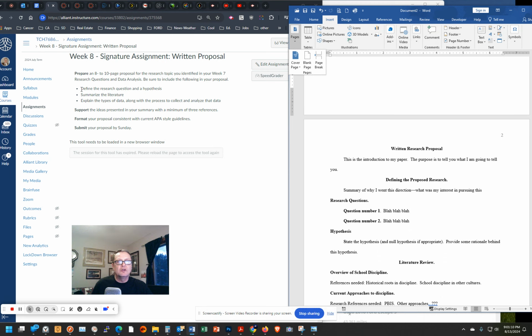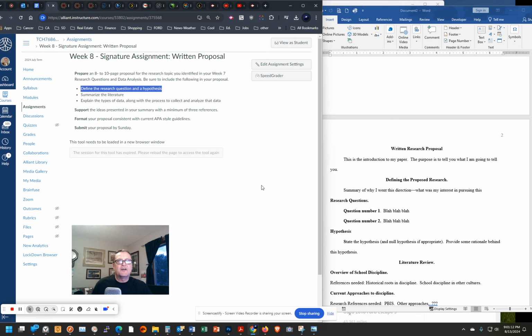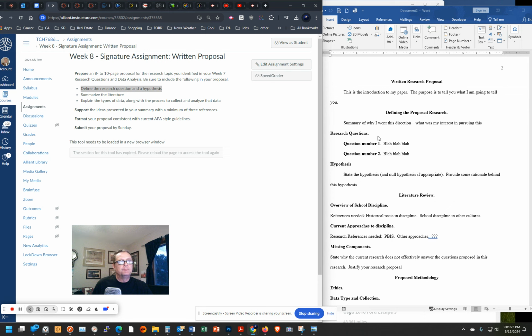Defining the research questions and a hypothesis. So I'm going to define the proposed research. Summary of why I went this direction. What was my interest in pursuing this? And then I have a second level heading called research questions, because that's right here in what it wants, right? And then question number 1 and question number 2, whatever those questions are, there they are.